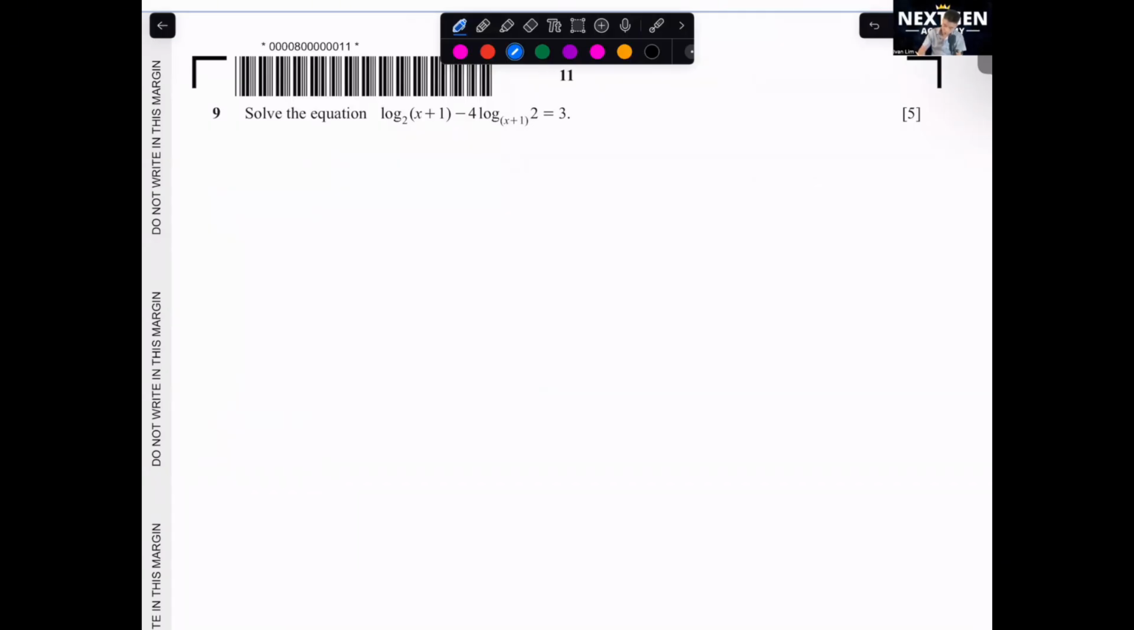Okay, so we change this one here. Log 2 over log 2x plus 1, which equals 3. If you know the shortcut method, you can straight away just write 1 over log 2x plus 1. So this will become log 2x plus 1 minus 4 over log 2x plus 1 equals 3.